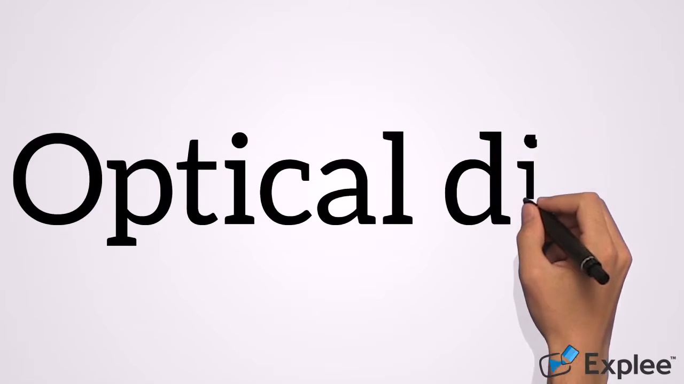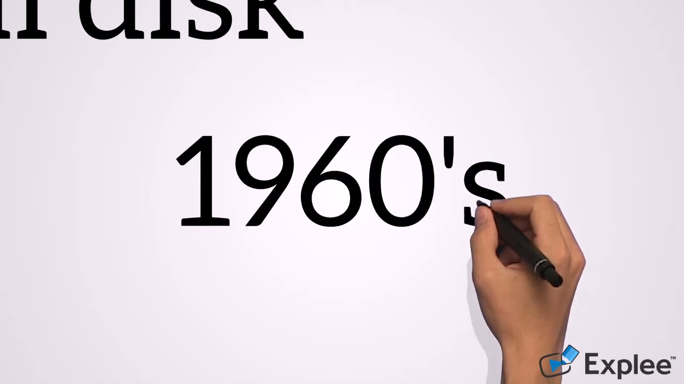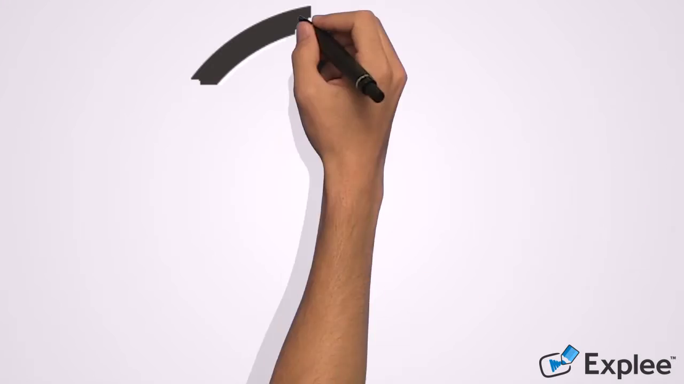Optical disc. The optical disc was originally developed in the late 1960s. Optical disc is another term for DVD, Blu-ray and CD. It uses small laser technology to read and write data to the CDs. The disc contains a spiral that begins on the inside and makes its way to the outside.